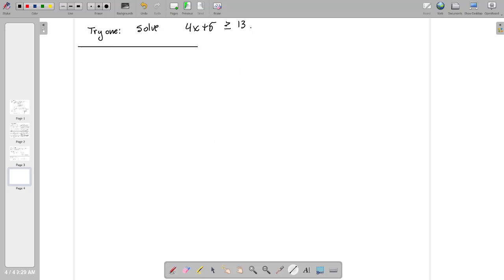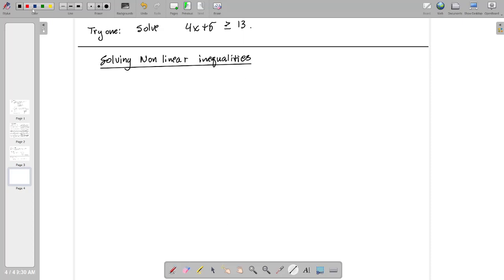The next thing that I want to talk about is going to be solving nonlinear inequalities. So start off by recalling a couple of things. And I know this particular recall is going to be pretty straightforward, pretty standard, that we all know it.